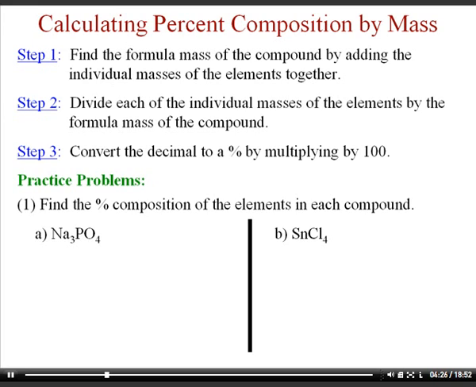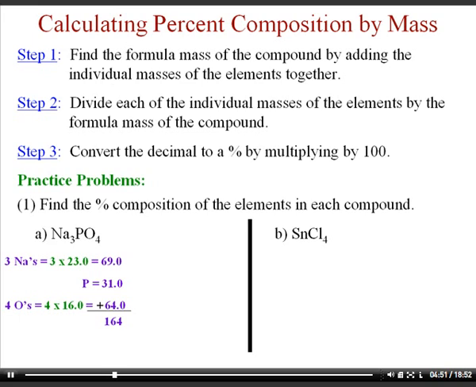So basically what we're going to be doing is finding the percentage of, in example number 1, sodium, the percentage of phosphorus, and the percentage of oxygen in the compound Na3PO4, and we're doing the percent composition by mass. So the first step, it tells us to find the formula mass for the compound by adding together all the individual masses, and that's very easy because we just did that on slide number 1, and the grand total mass is 164 grams per mole.